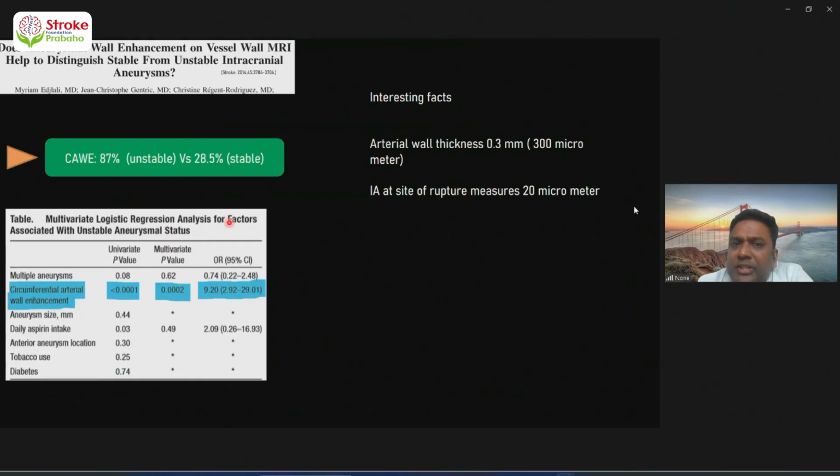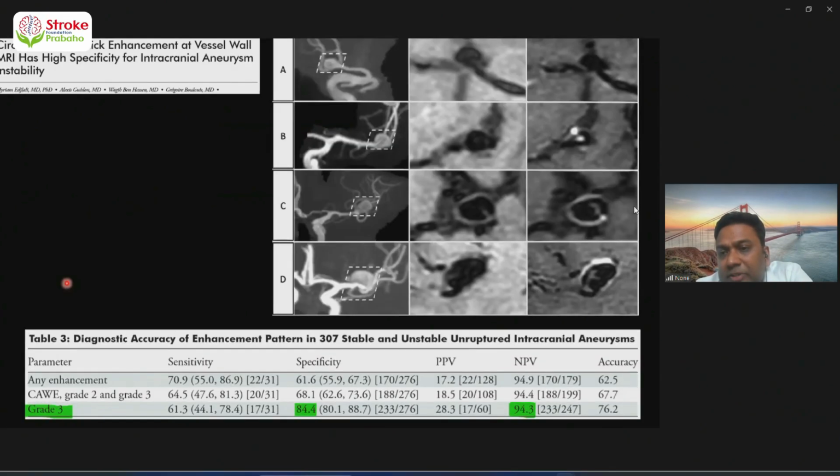So if you see here, we call it CAWE, circumferential aneurysmal wall enhancement. If there is circumferential aneurysmal wall enhancement, then there is a high risk of that aneurysm being ruptured. So if you see this aneurysm here, the wall is thickened, and if the thickening is more than 1 mm and there is contrast enhancement, then that aneurysm is likely to be unstable or the ruptured one.